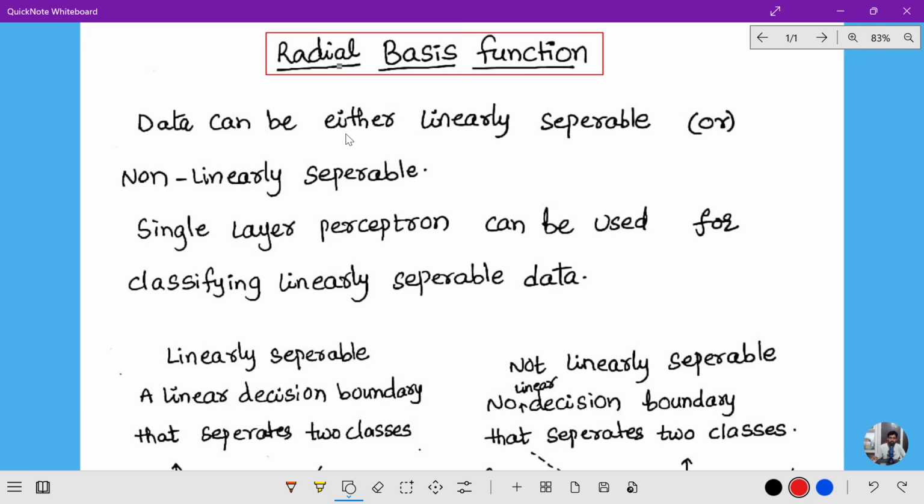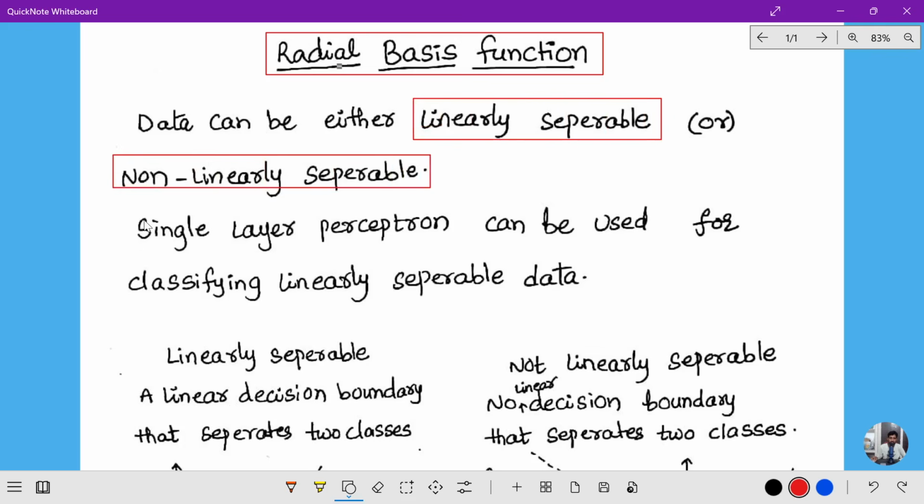Data can be either linearly separable or non-linearly separable. So remember, the data can be of two types. The first one is linearly separable, and the second one is non-linearly separable. A single layer perceptron can be used for classifying linearly separable data. So what is the purpose of a single layer perceptron? It is used for classifying linearly separable data.